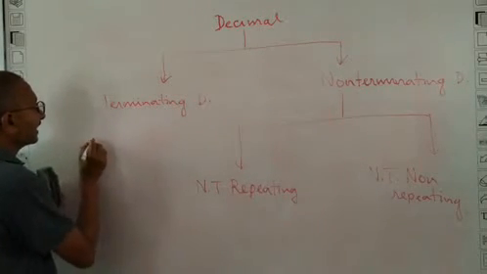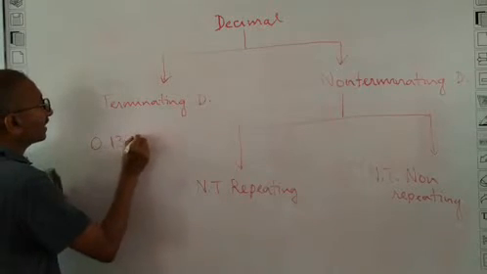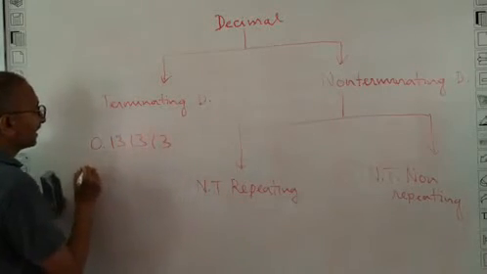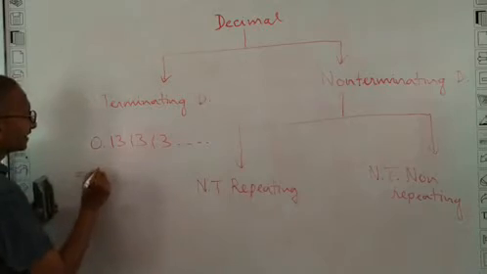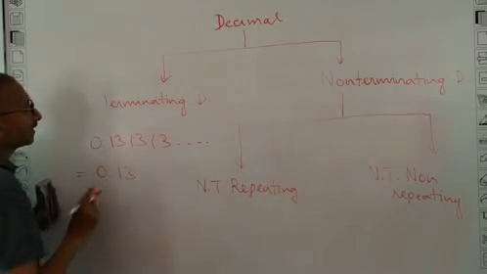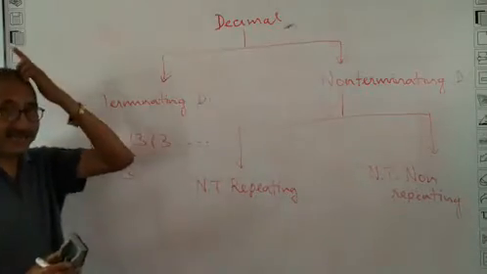Sometimes this is written in this way, 0.1313. Every time 1313 is appearing, this we write as 0.13 bar. So this is a non-terminating decimal.